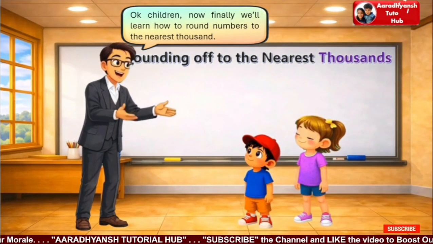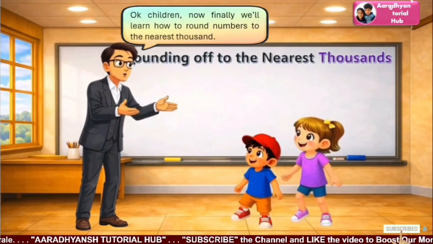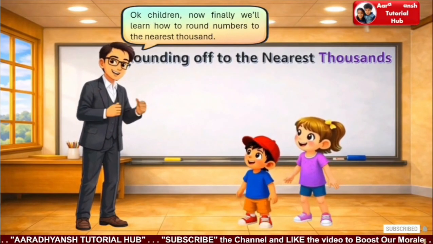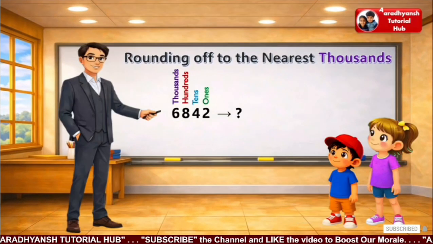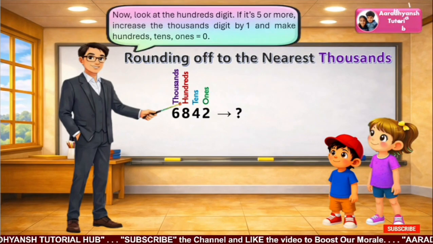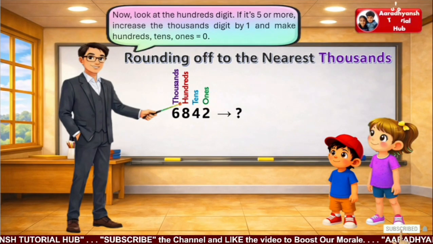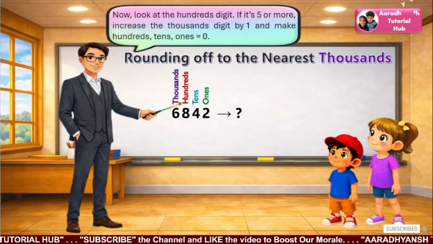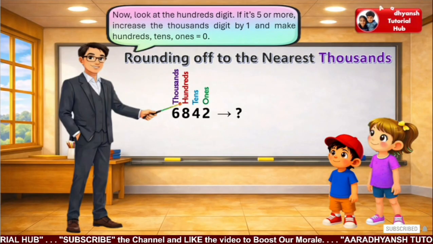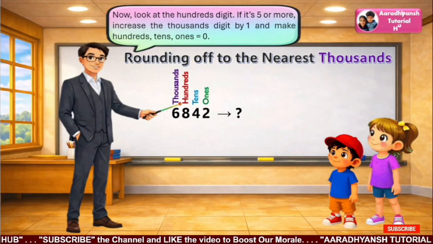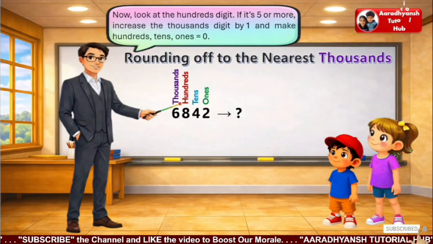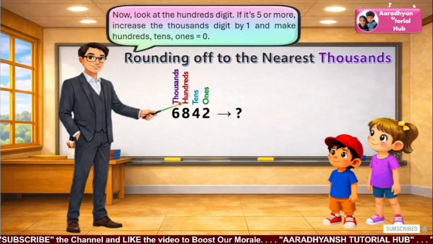Okay, children, now finally we'll learn how to round numbers to the nearest thousand. Now look at the hundreds digit. If it is 5 or more, increase the thousand digit by 1 and make hundreds, tens and ones 0.